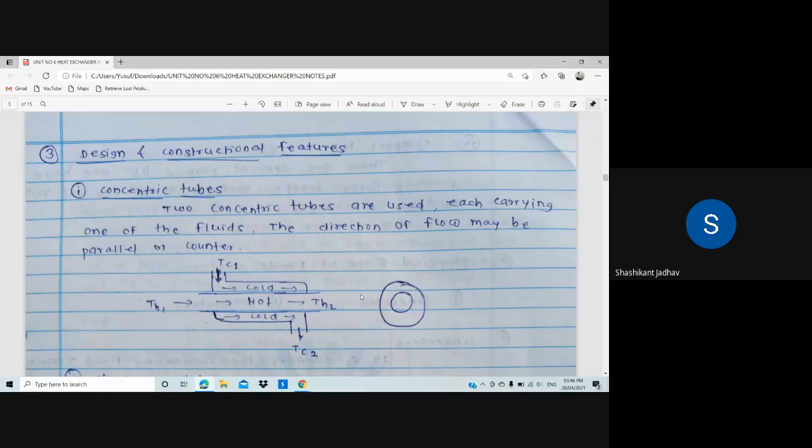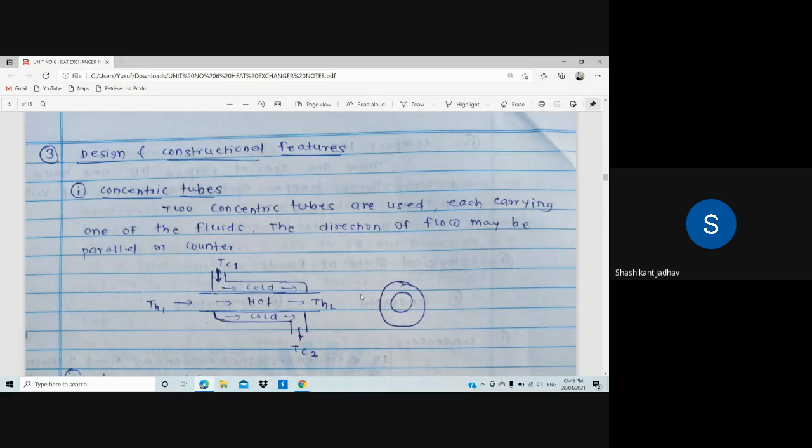Write down the third type according to the design and constructional features. Whatever the different designs are there for the heat exchanger, according to the design or the constructional features, what are the different types of the heat exchanger.